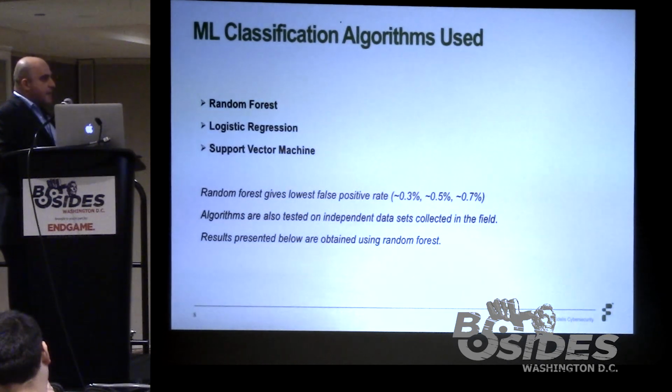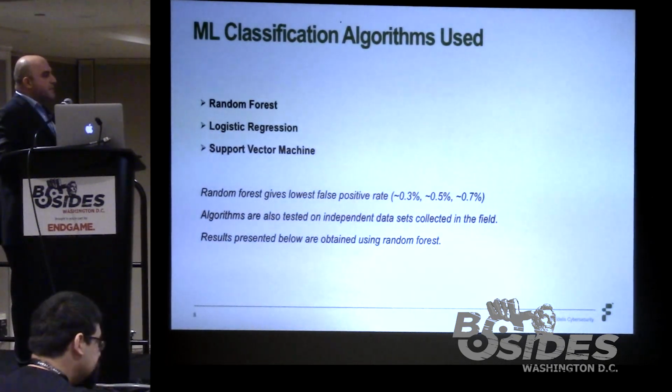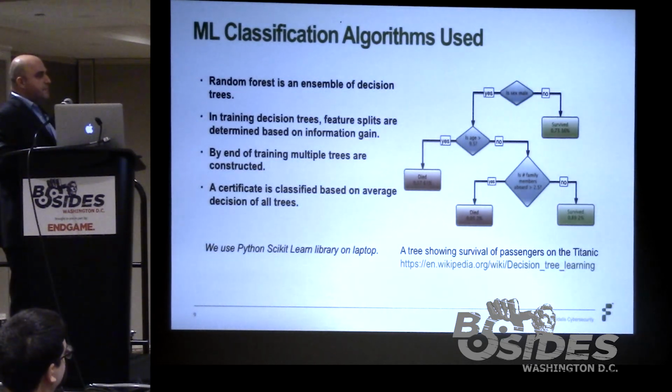So for the rest of the presentation, I'm going to be using random forest. A few words about random forest. It's an ensemble of decision trees. So what's a decision tree? This is an example of a decision tree from a cartoon that I got from Wikipedia. Unfortunately, it's not a happy one.